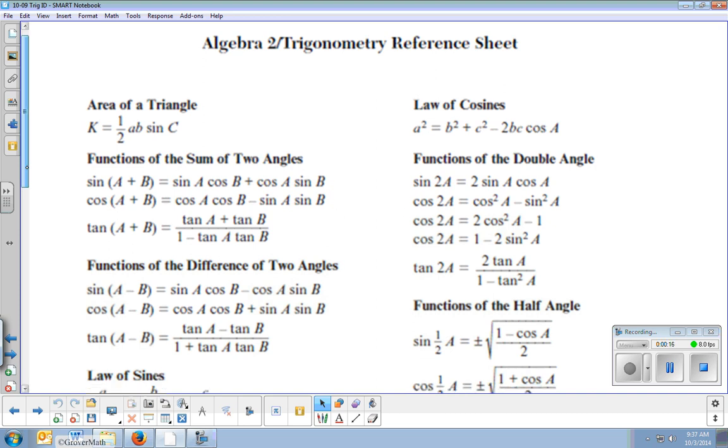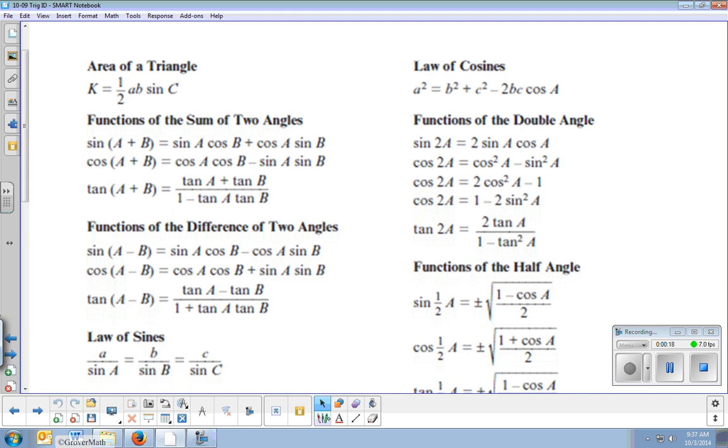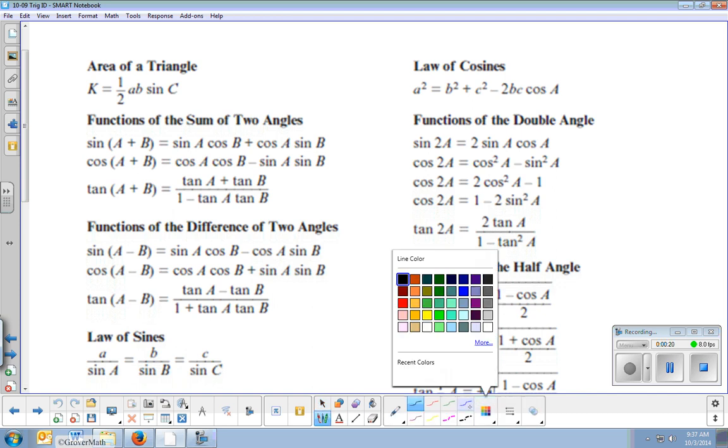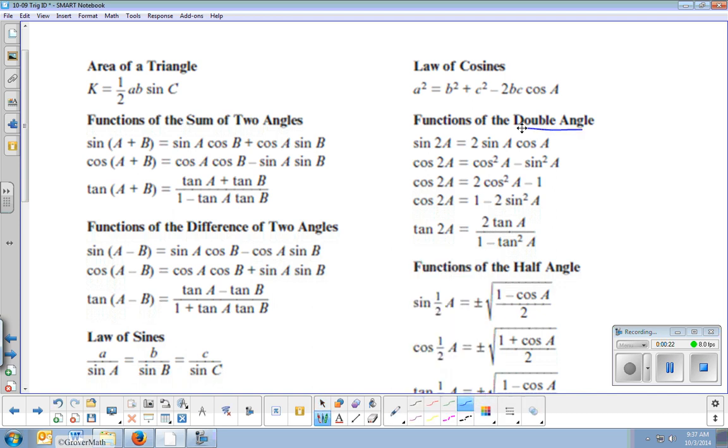Really, we're going to talk today about some double angle identities, some half angle identities, and some sum and difference angle identities. So these four things right here we're going to be talking about today. All this other stuff on the reference sheet we'll do another day.